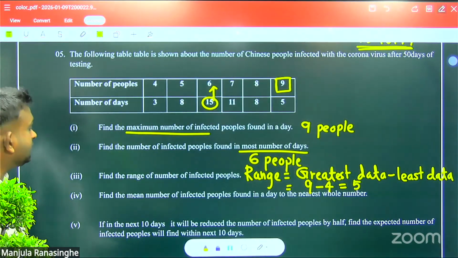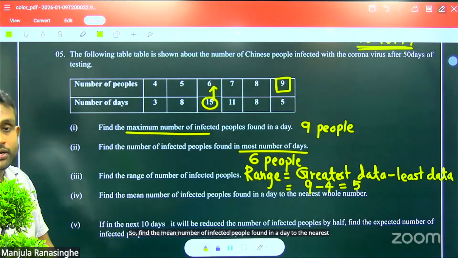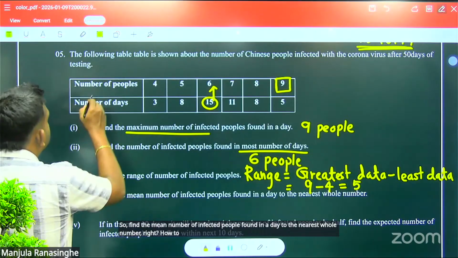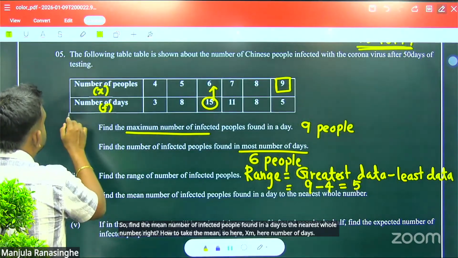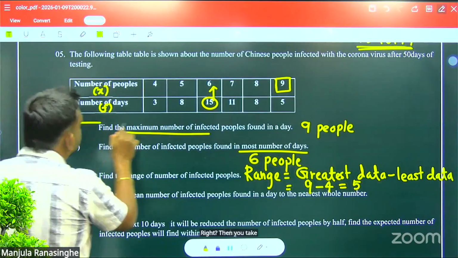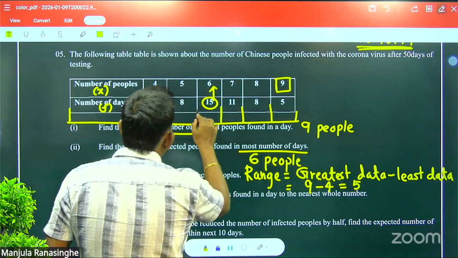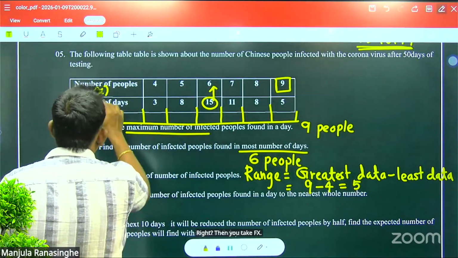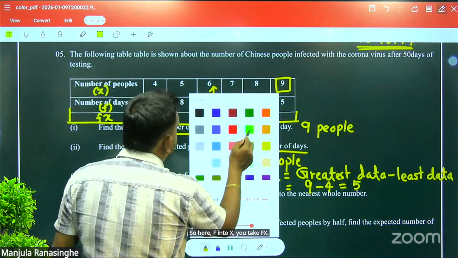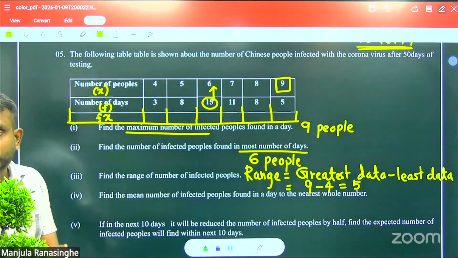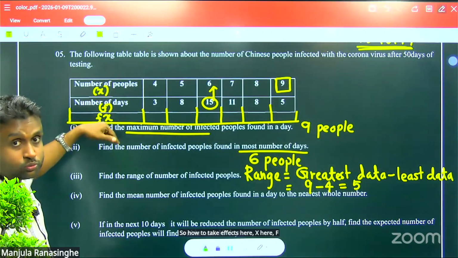Find the mean number of infected people found in a day to the nearest whole number. How do we take the mean? Here x is the number of people and f is the number of days. Then you take fx. So f into x gives fx. To get fx, you multiply the two.